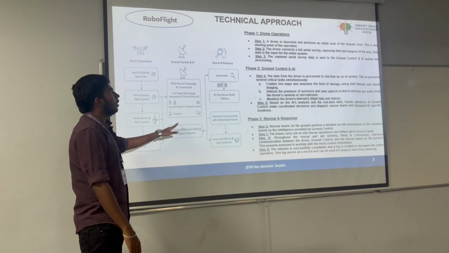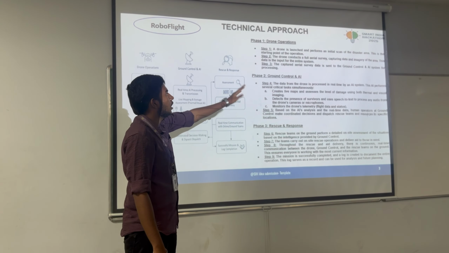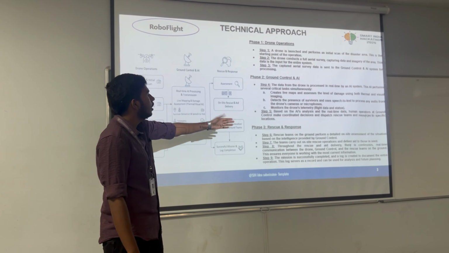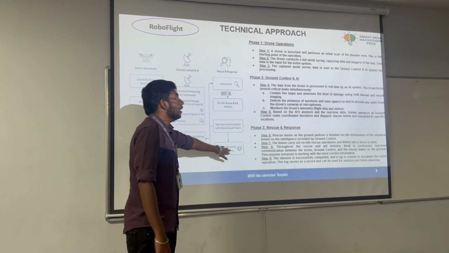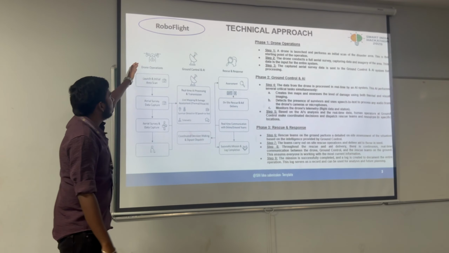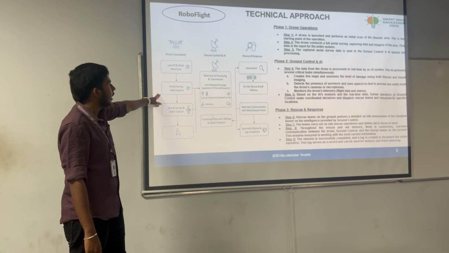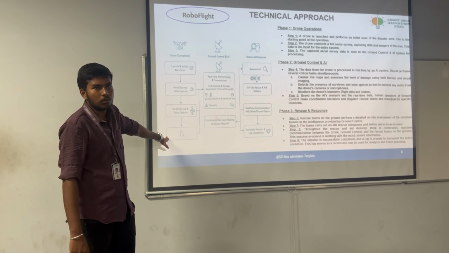Technical approach. We have three phases of technical approach. One is drone operation, the second phase is ground control and AI, and the third phase is rescue and response. In these three phases, we have several steps. First, the drone scans the area, and the scanned area is sent to the ground control.